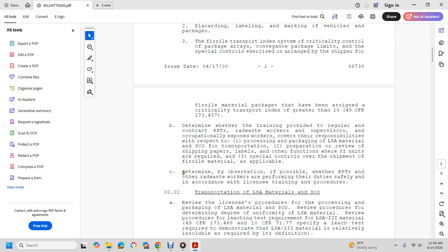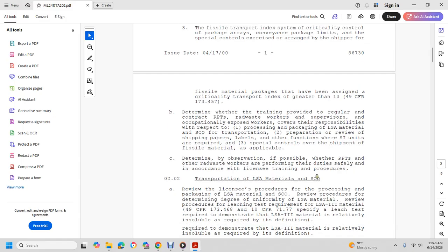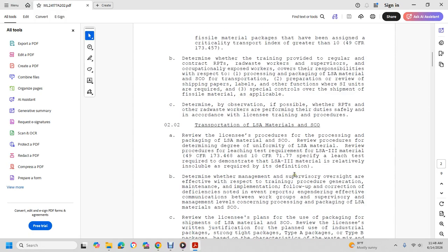Radiation protection technicians or other radioactive waste workers performed the duty safely according to licensee training procedures. Transportation of LSA materials and SCO: review the licensee procedure for the LSA material and SCO, determining the degree of uniformity. Review the procedure for the leaching test requirements for LSA-3 material. Title 49 CFR 173.468 and Title 10 CFR 71.77 specify the leach test required to demonstrate that LSA-3 material is relatively insoluble, as required by its definition.